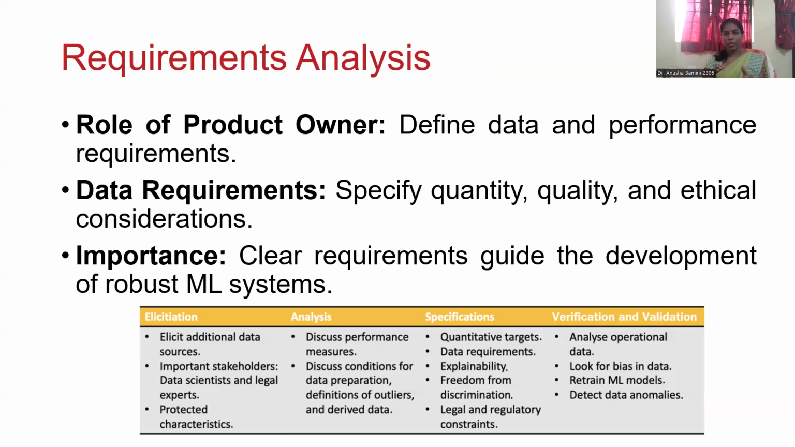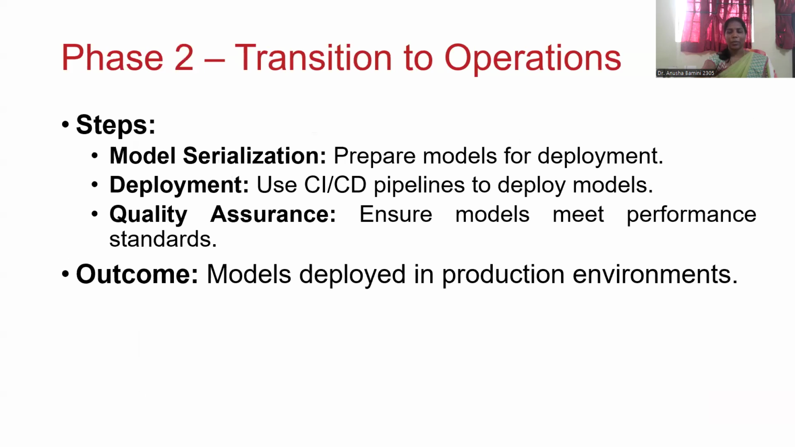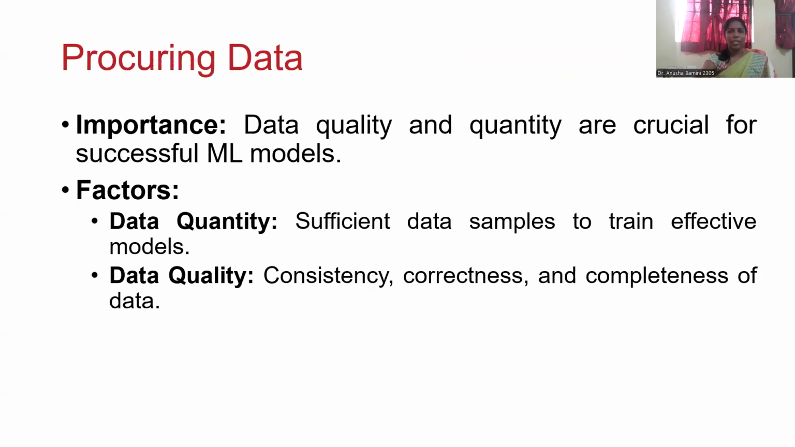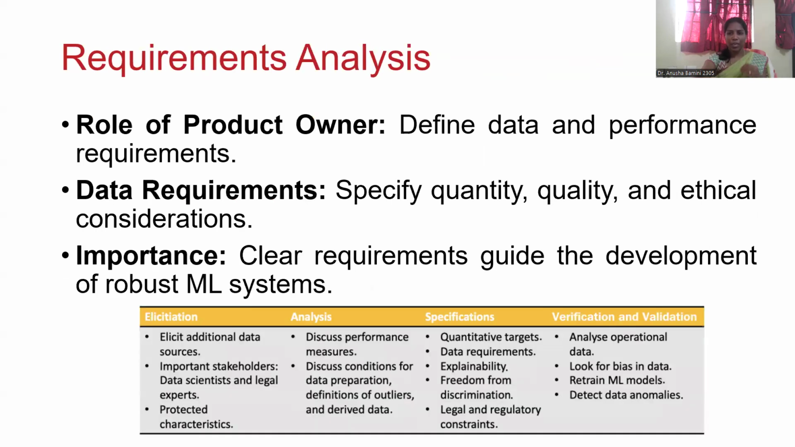One is that the role of the product owner is very, very important. Then data requirement. Then we move to the steps: elicitation, analysis, specification, and verification and validation. After producing the model, or after we transfer the model to the end user, deploying the model to the end user, retraining on the input data set is very, very important. Retraining a model with new data is important. That should be done properly on the deployment side or the verification and validation side.